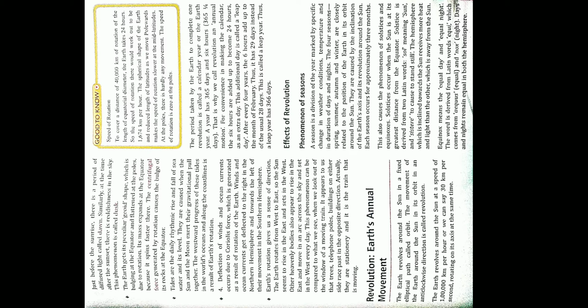One of the phenomena of revolution is that it causes seasons. The second phenomenon is that it causes solstice as well as equinox. So what is solstice? Solstice occurs when the sun is at a great distance from the equator, or we can say when the sun is away from the equator, it becomes the solstice. Now the hemisphere which is inclined towards the sun receives more heat, whereas the hemisphere which is away from the sun receives less heat.